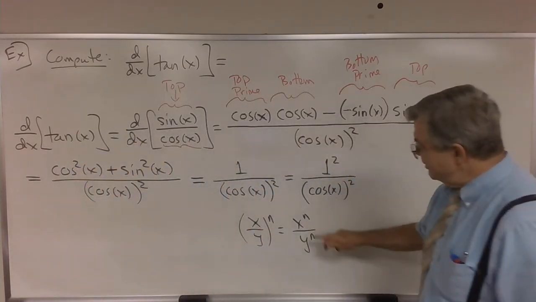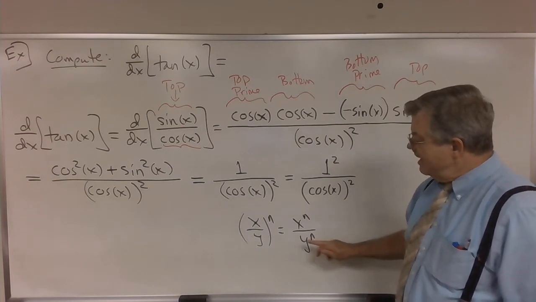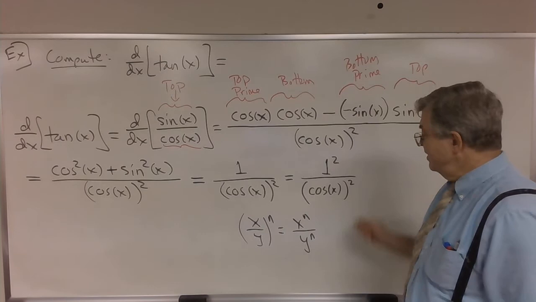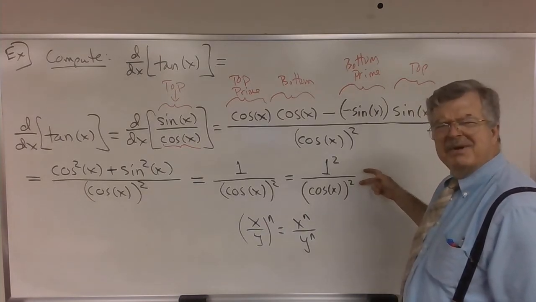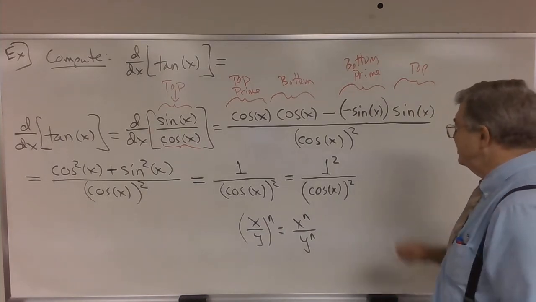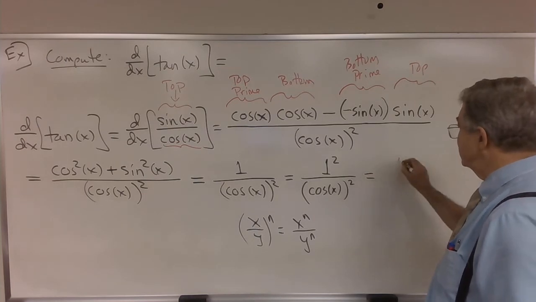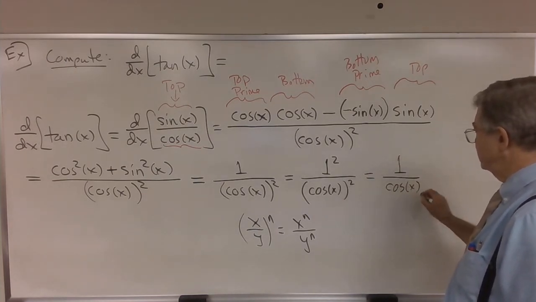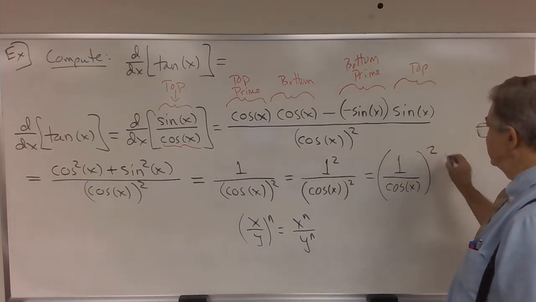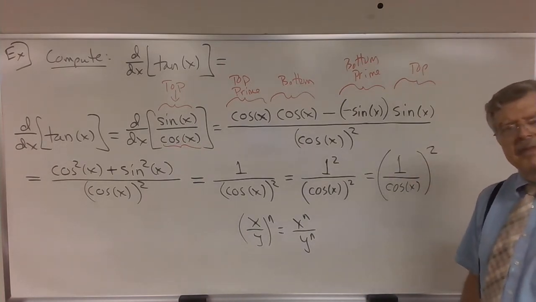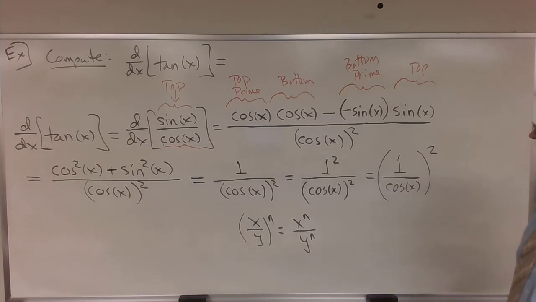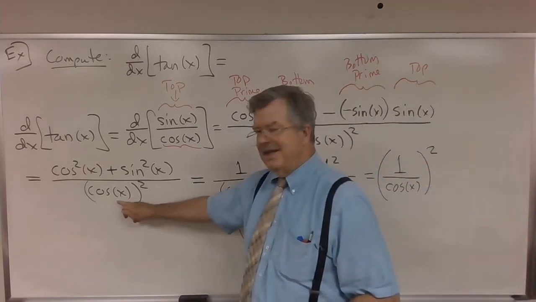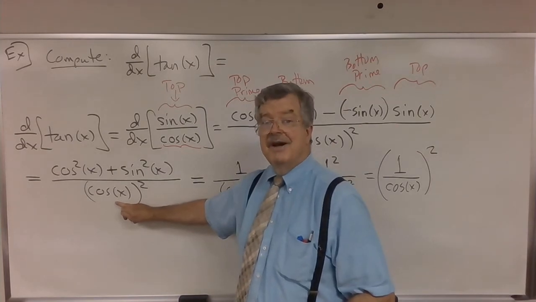So if I have x to the n over y to the n, I can write it as x over y to the power of n, which is exactly what I'm going to do here. I'm going to write that as 1 over cosine of x, whole thing squared. Yep. That was my devious motive in not writing this denominator as cosine squared x.